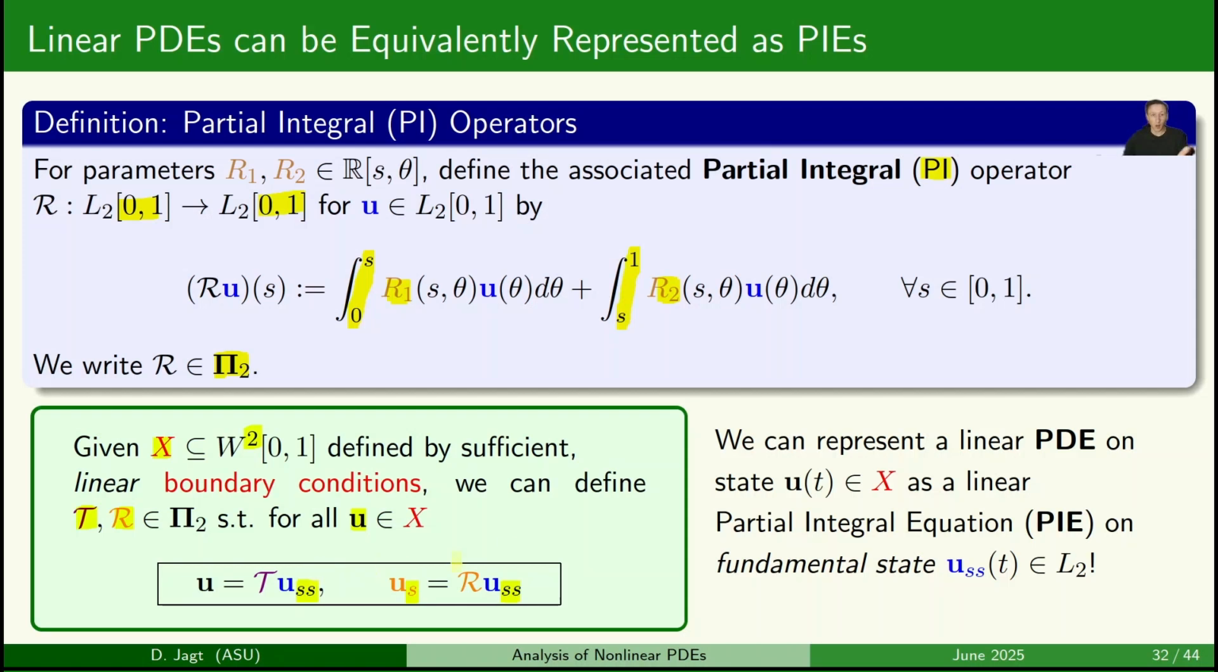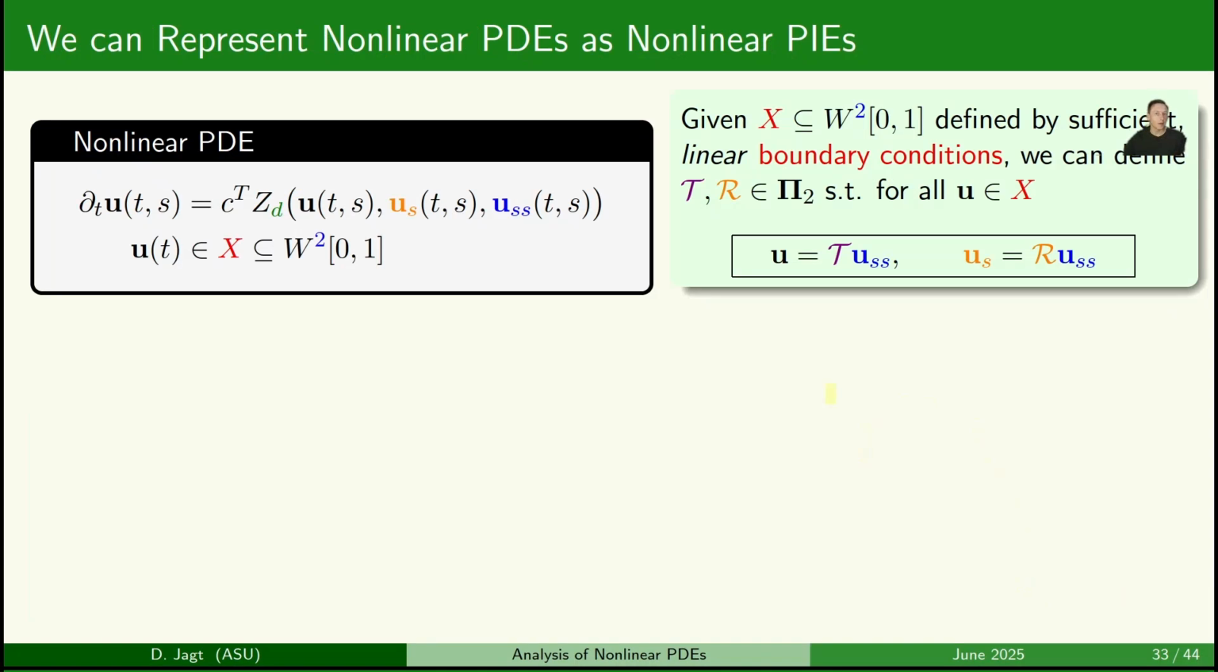So using these operators T and R, we can represent a linear PDE on this state u in the domain X as a partial integral equation on the fundamental state corresponding to the second order derivative of u, which will just be an element of L2. This second order derivative of the state will not need to satisfy any boundary conditions or continuity constraints. So all of this has already been proven for the linear setting. We will now exploit this technology in the nonlinear setting.